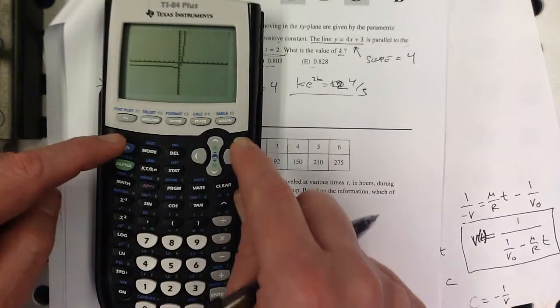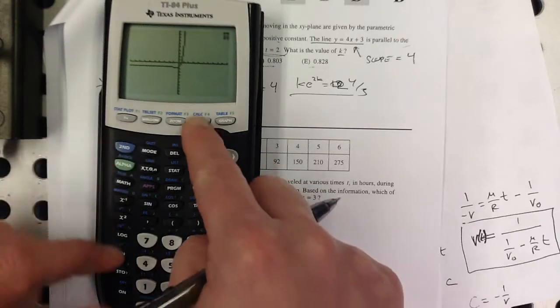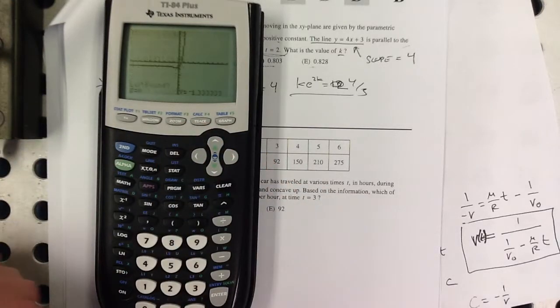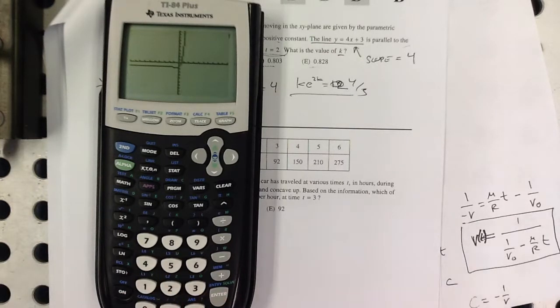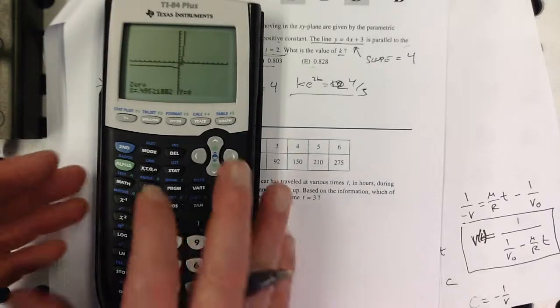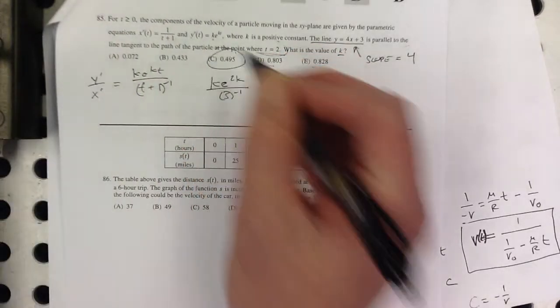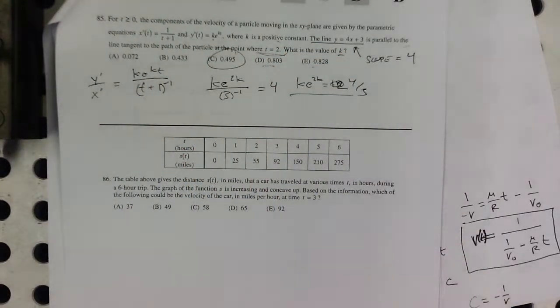Alright, so that looks much more like in between 0 and 1 now. So second, calculate zero, left bound. Looks like I'll just go between 0 and 2 to be safe. 0.495, and there's that. That's your choice, C.